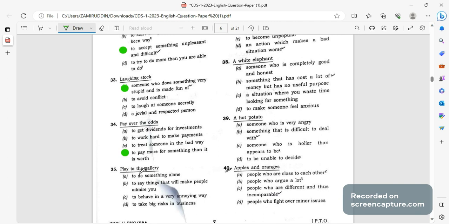Play to the gallery: to say some things that will make people admire you. To play to the gallery, you can remember it like this.